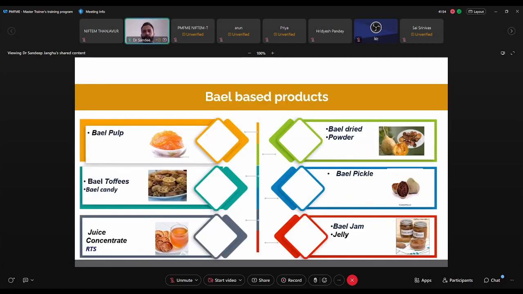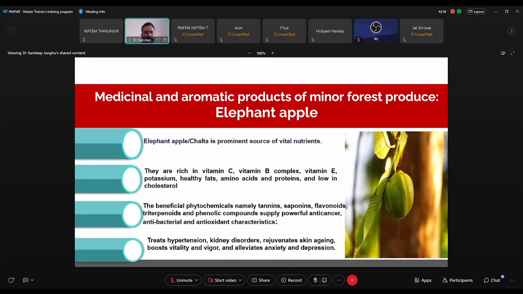And we can make jams, we can use the pulp as such, we can make ready-to-eat and ready-to-drink beverages out of bael or wood apple, and it can be dehydrated and made into powder, toffees or candies, just like tamarind. Next one is elephant apple.